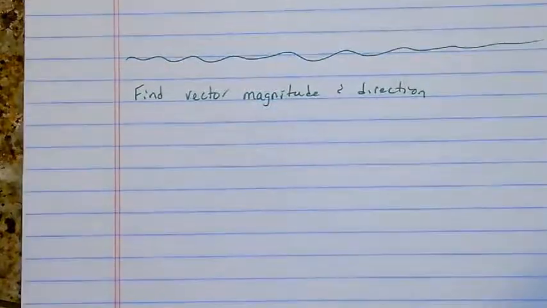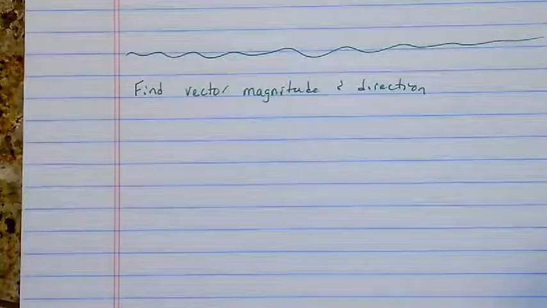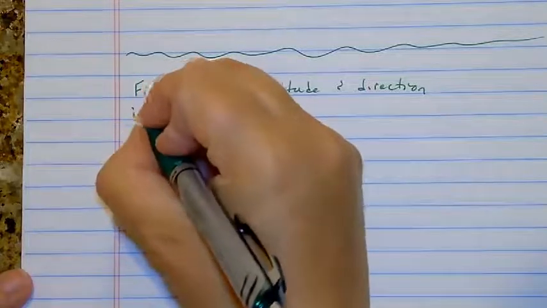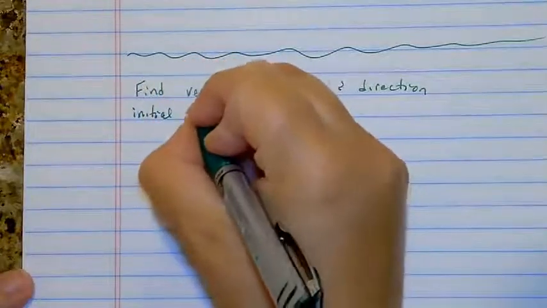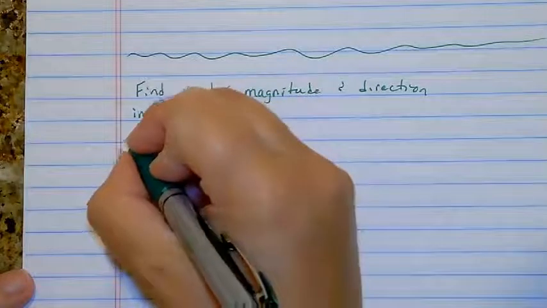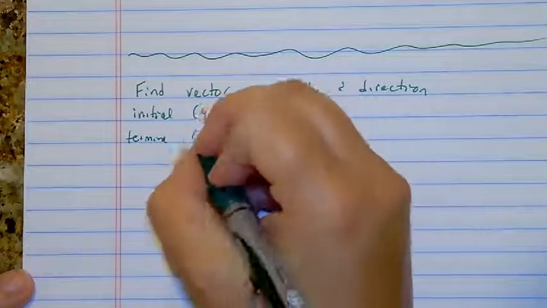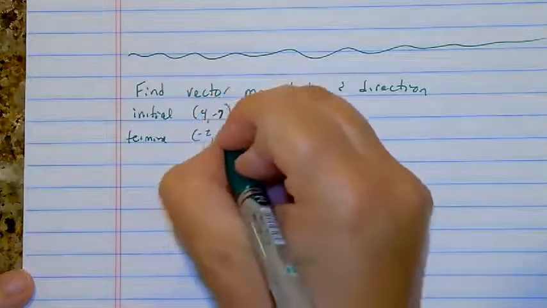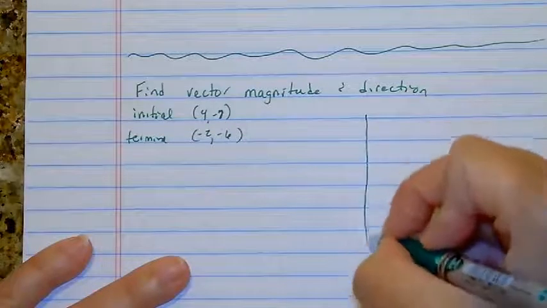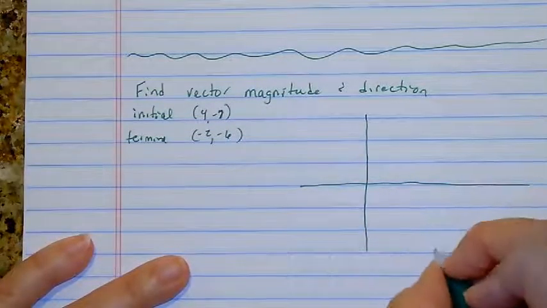So now we're going to start with an initial point and a terminal point and see if we can find the magnitude and the direction of the vector. So this one I'm going to start off with an initial point at 4, -7 and a terminal point at -2, -6.